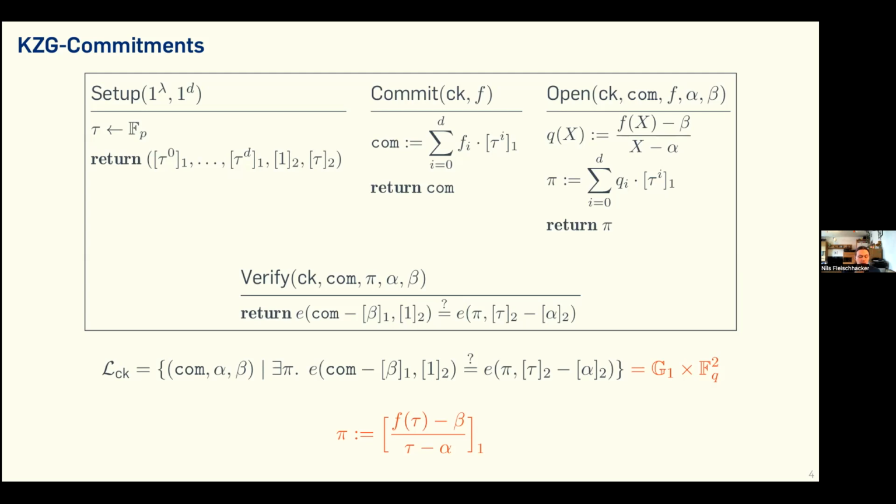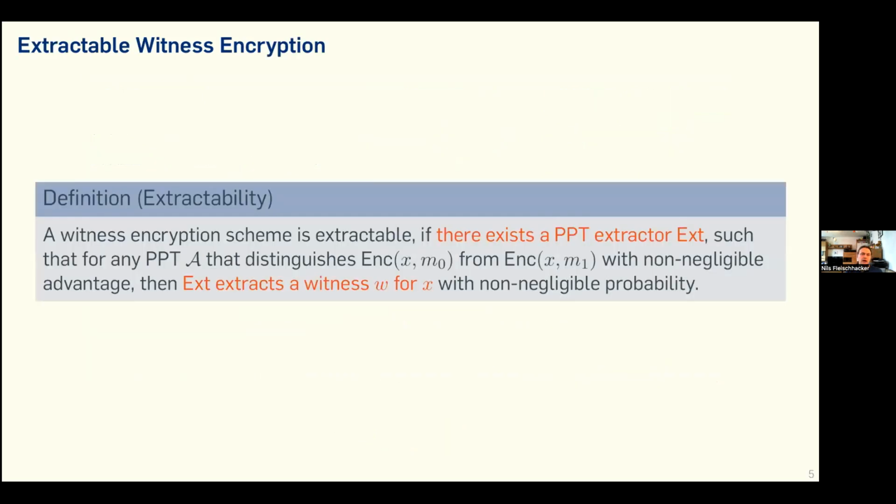And how do you define that? Well, you define it via extraction. Basically, if you can create a proof for a statement in a proof of knowledge, then I can extract the witness for that statement from you. And the same idea holds for witness encryption. We define extractability in the sense that a witness encryption scheme is extractable if there exists a PPT extractor, such that if you have any PPT adversary that can distinguish encryptions of M0 and M1 with some non-negligible advantage, then the extractor can actually extract a witness W for X, also with non-negligible probability.